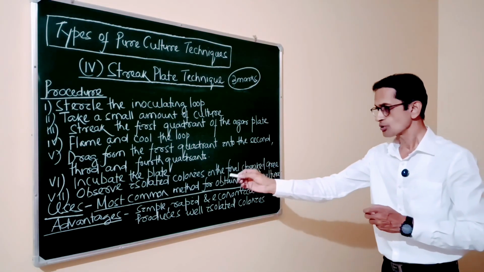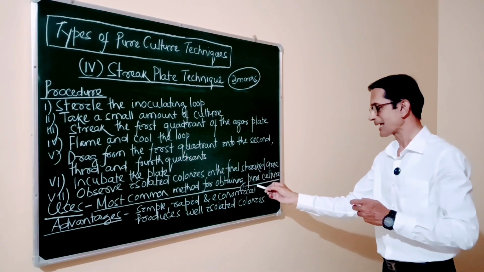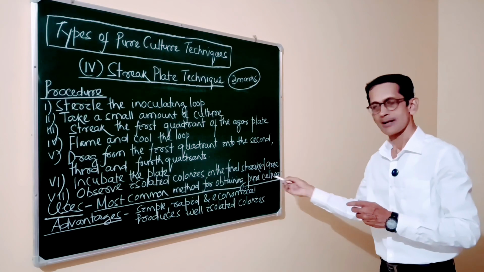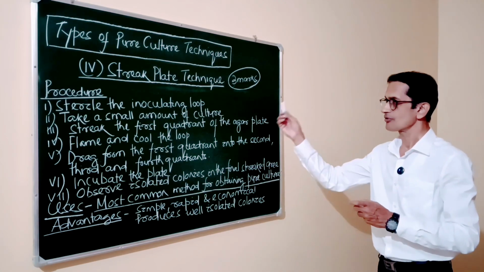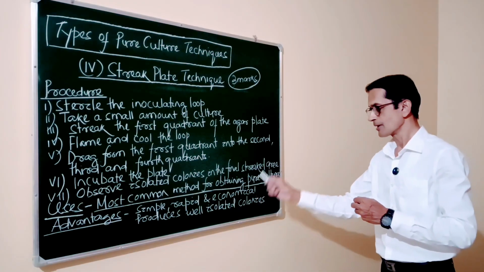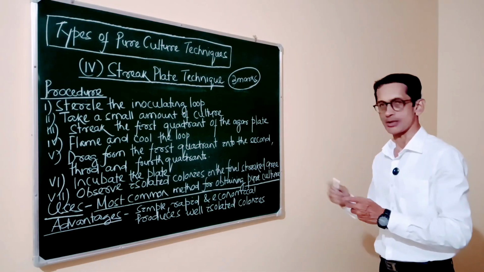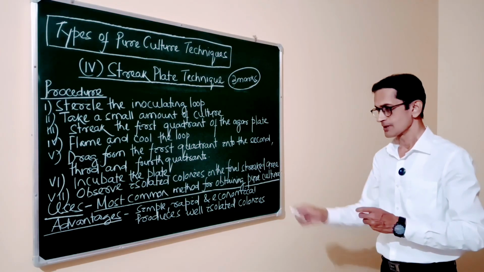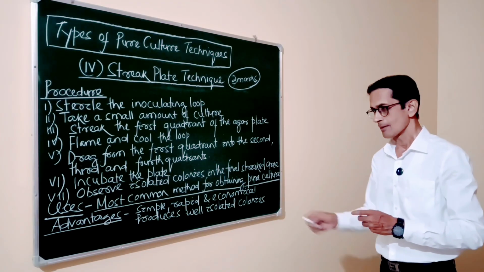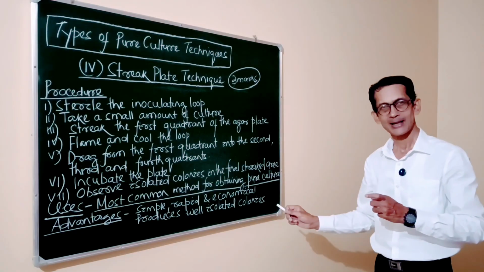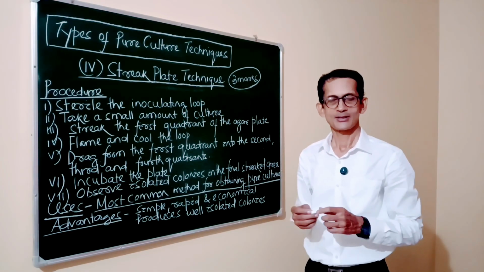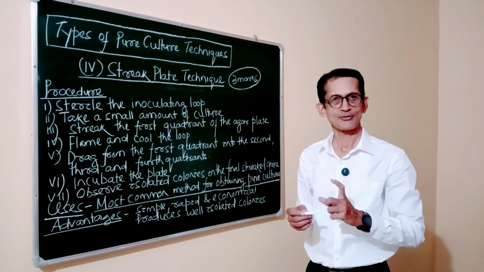Uses: most common method for obtaining pure culture. Underline this for MCQ. Streak plate technique is the most common method for obtaining pure culture. Advantages: simple, rapid and economical, produces well isolated colonies. So guys, that's it about this question and answer.